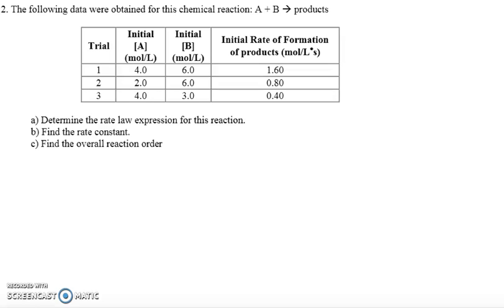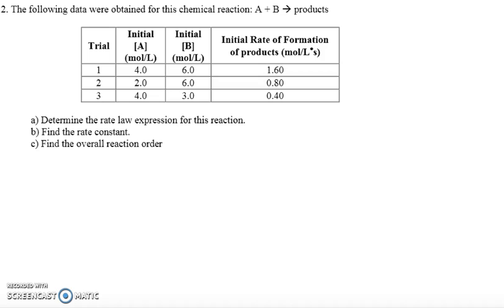So this video lecture is a continuation of the rate law expression video. We are picking up with problem number 2, which says that the following data was obtained for this chemical reaction: A plus B turning into products. We have 3 trials. We have the initial concentration of A in moles per liter, the initial concentration of B in moles per liter, and the initial rate of formation of the products in moles per liter per second.